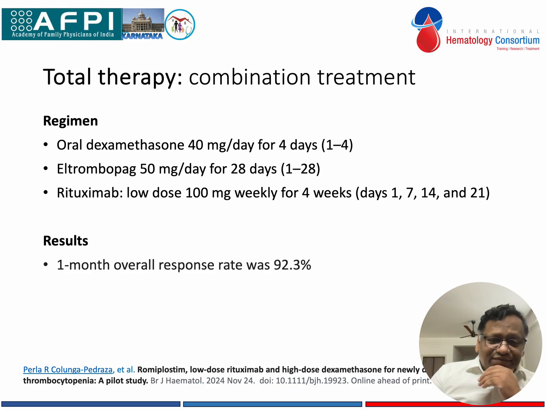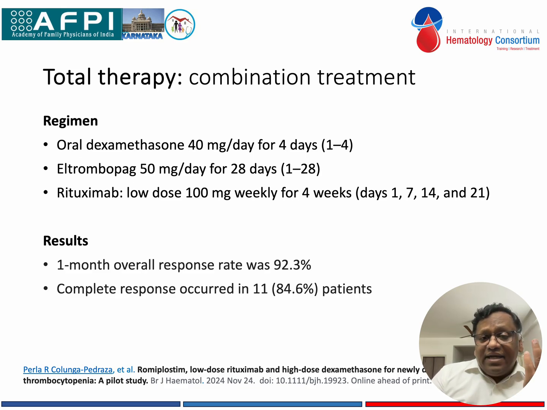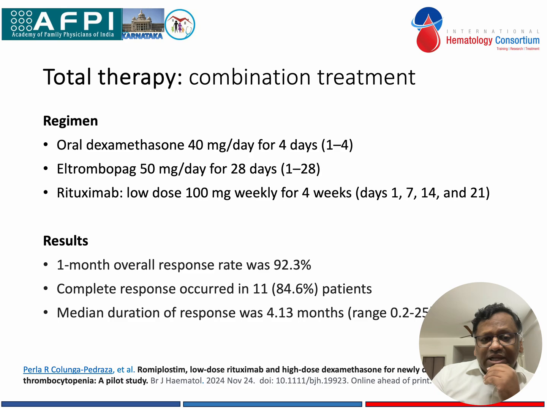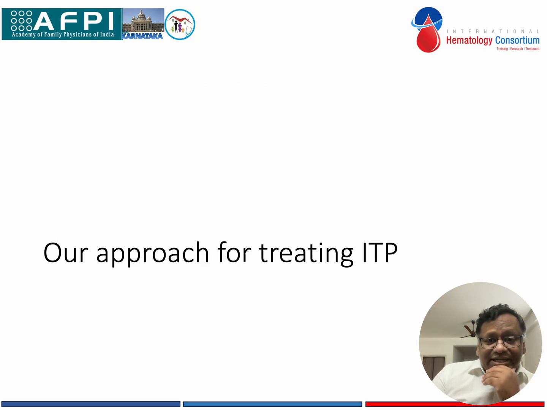90% of patients have a good response. 90. Normally, if you give single agent steroid about 60-65% of patients will have good response. One third of patients will not respond. But with total therapy, 90% of patients have a response, and most of them have a complete response. That means platelets go over 100,000, they go over 1 lakh, and for 4-5 months they may not need any more treatment, right? So you use this for a month, and beyond that they may not need anything.